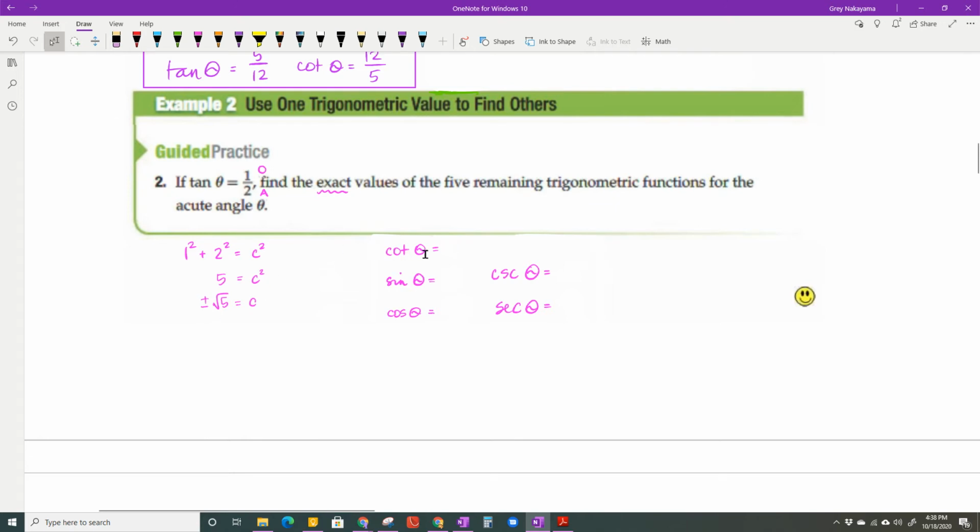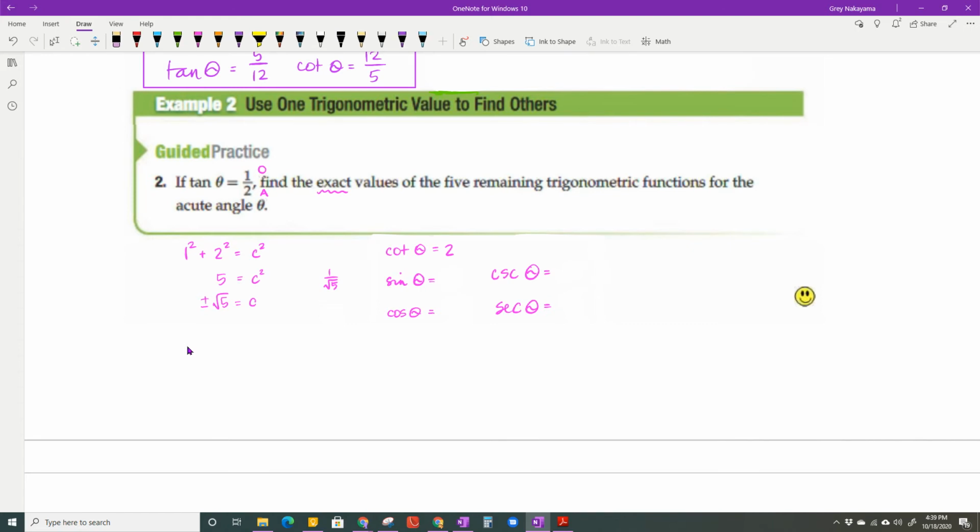So the first one I write is the actual reciprocal of the one they were giving us. So the reciprocal of 1/2 is 2. Now sine is opposite, which is 1 over the square root of 5. Now, you cannot leave a radical in the bottom. So when you write it as 1 over the square root of 5, you've got to remember to rationalize that.